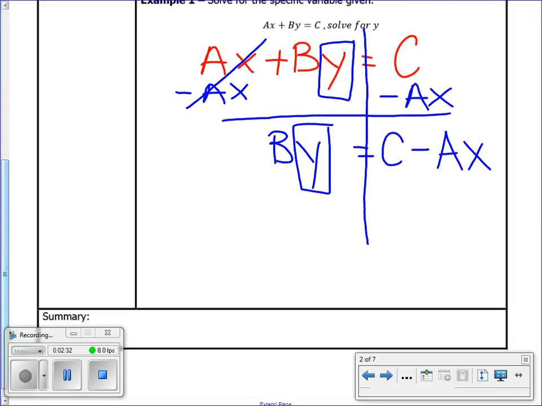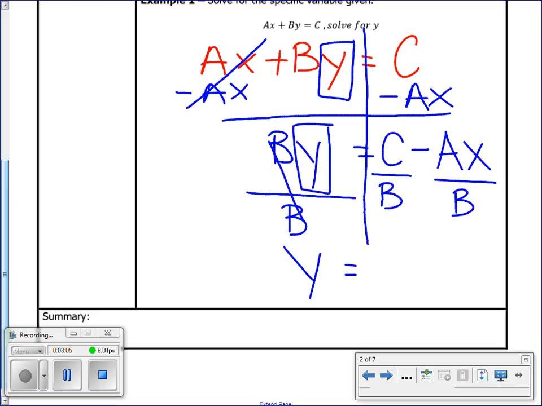Next, I ask myself what operation is happening between B and Y. Multiplication. How do I undo multiplication? I divide. So you're going to divide both sides by what you don't want. I don't want the B, so I'm going to divide both sides by B. And when you divide the right side by B, because you have two terms, you want to divide both terms by that variable. So when we do that, we end up getting Y equals C over B minus AX over B.